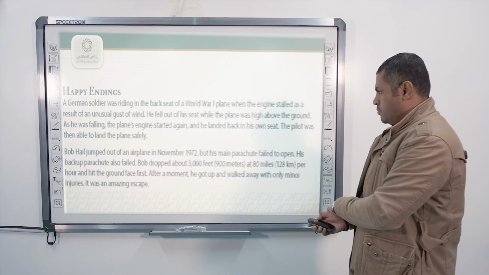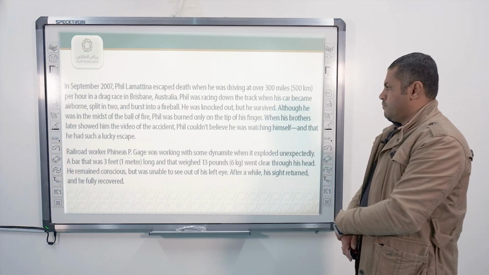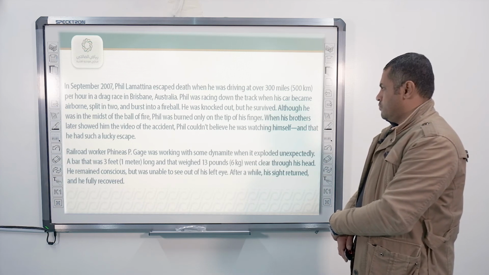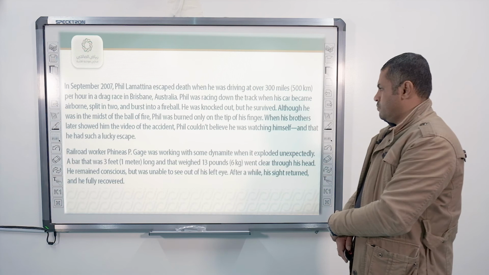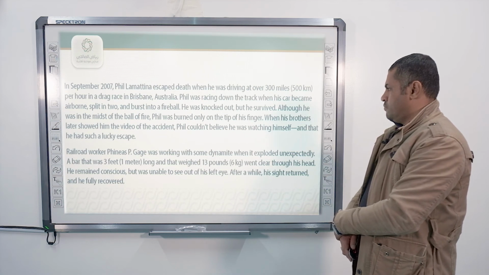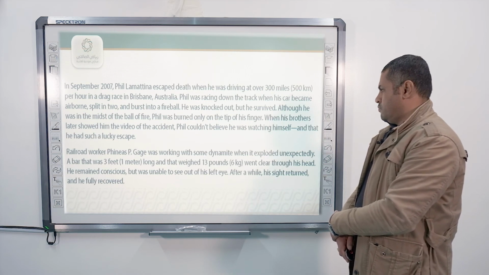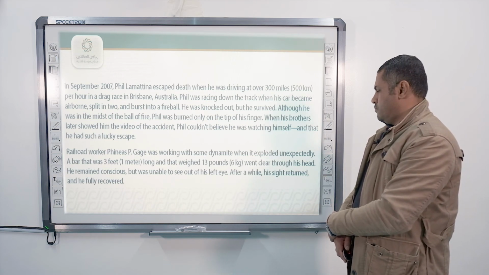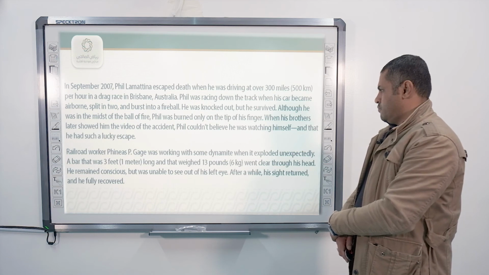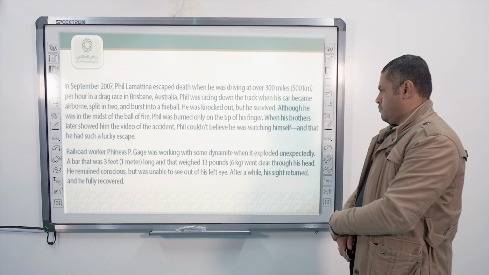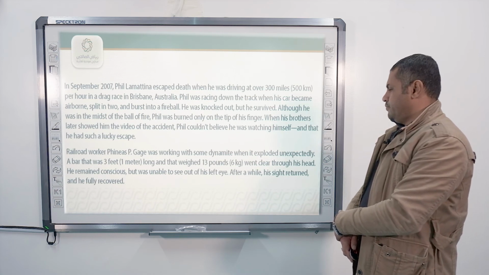In September 2007, Phil LaMattina escaped death while he was driving at over 300 miles, 500 kilometers per hour in a drag race in Brisbane, Australia. Phil was racing down the track when his car became airborne, split in two, and burst into a fireball. He was knocked out, but he survived. Although he was in the midst of the ball of fire, Phil was burned only on the tip of his finger. When his brothers later showed him the video of the accident, Phil couldn't believe he was watching himself, and that he had such a lucky escape.